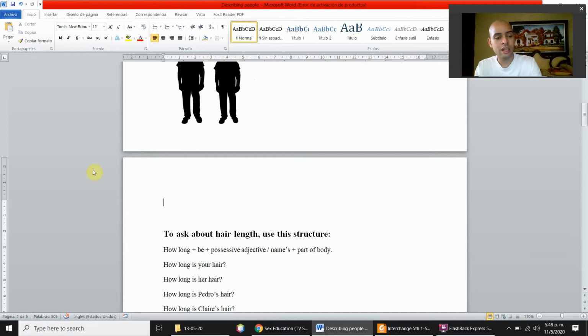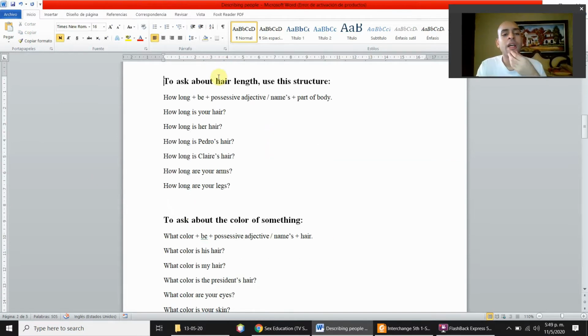So let's continue. To ask about the hair length, how long is the hair, you have to use this structure: How long, the verb be, the possessive adjective, or the name as a possessive, and the part of the body. It's not exactly for the hair. You can use it for other parts of the body as well. So it's not exclusive for the hair.